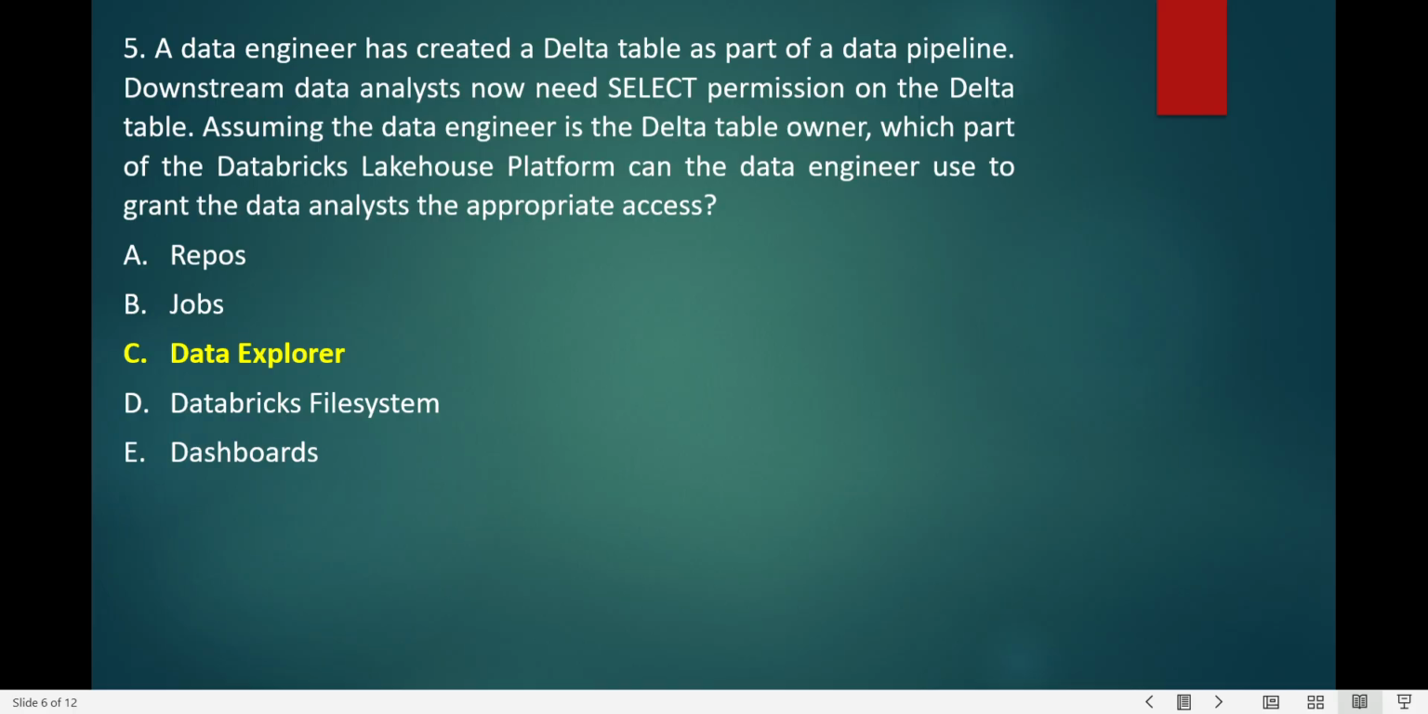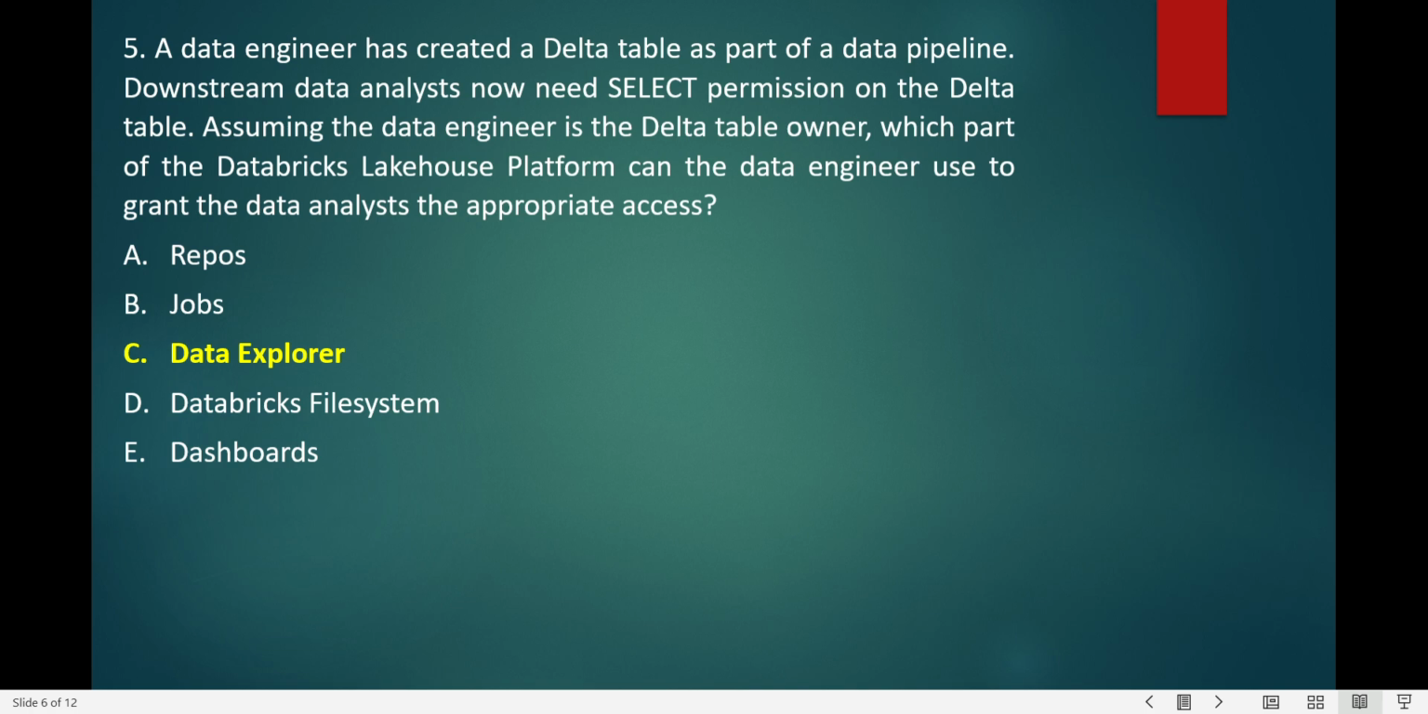So coming to the scenario, I can explain each option one by one. The scenario is a summary. The main question of these scenarios I will explain in summary. A Delta table has been created. Data analyst needs select permission on this table. Data engineer is the owner of the table, which means he has the permission to grant access. We need to identify where in the Databricks Lakehouse platform the engineer can manage table level permissions.